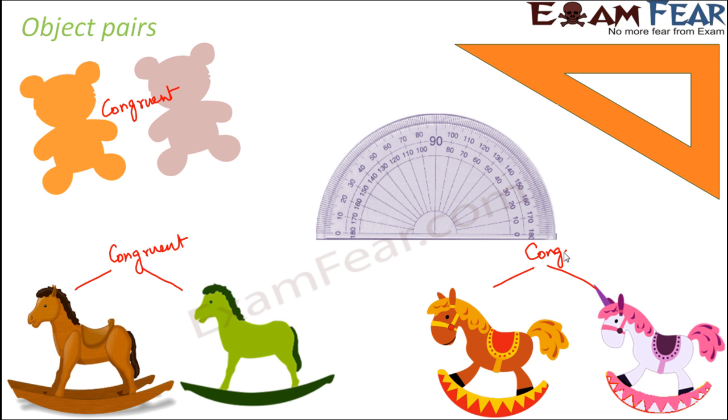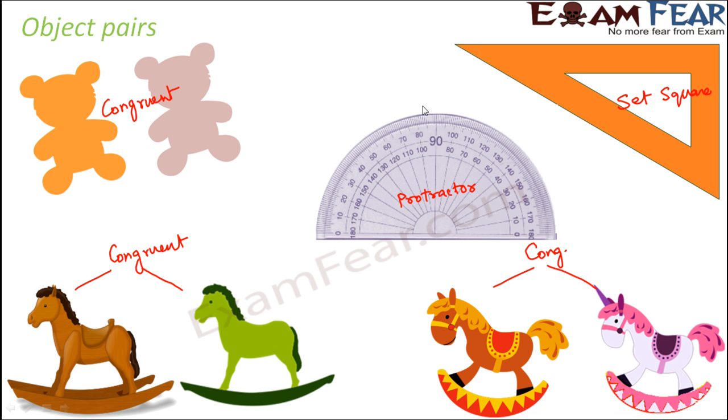Think of a pair of objects like a protractor and a set square. I'm sure you are aware of these. You would have seen these in your geometry box. What is this? This is a protractor. It helps you to measure angles. And what is this? This is a set square. Now this is how the shape of the set square is, and this is how a protractor is.